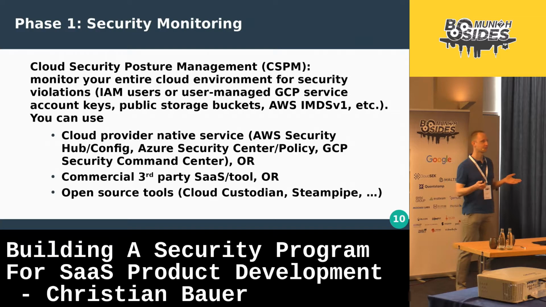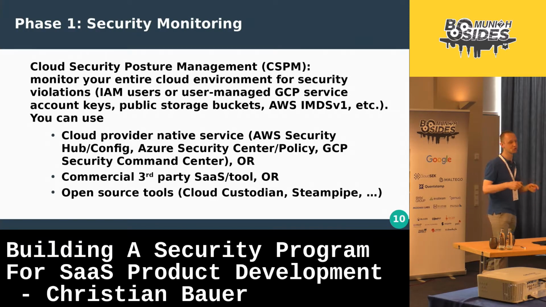Or third option, open source tools that you can use to build basically your own cloud security posture management. Cloud Custodian has been around for many years. I think it was one of the first tools, and it's very popular with some people. Steampipe, that I mentioned in the beginning for inventory, you can also use for cloud security posture management, although at some point, depending on how large your environment is, you might run into scalability problems.